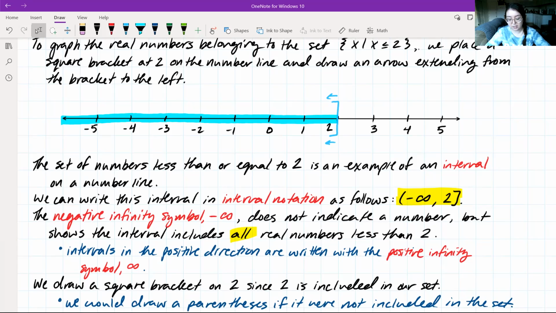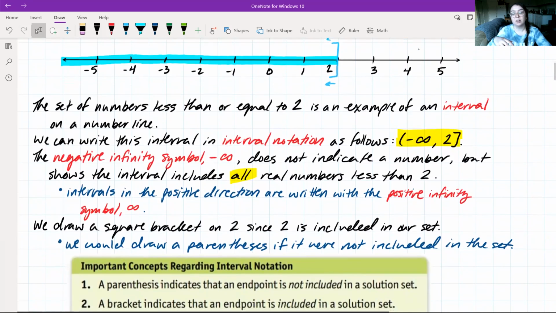So intervals in the positive direction are written with the positive infinity symbol, infinity. So we're just saying in this case that if we have positive infinity, we just write infinity with no sign in front of it. And that would indicate our numbers increasing, or numbers greater than 2 in that case. We draw a square bracket on 2 since 2 is included in our set, like we've said before. We would draw a parenthesis if it were not included in the set. So because we had less than or equal to, it's that equal to that makes it a square bracket instead of a parenthesis.